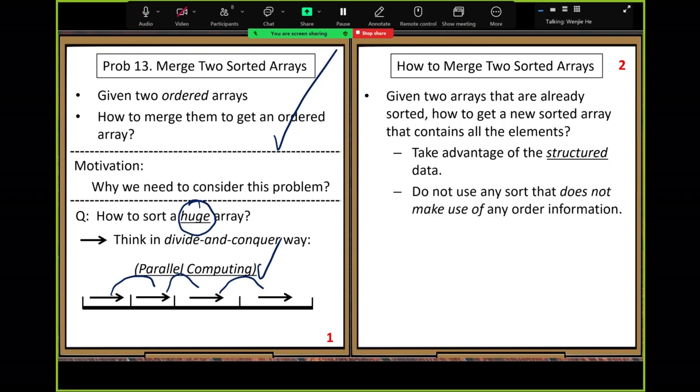At this point, we have learned 3 sorts: selection, bubble, and insertion. When we need to solve a new problem, that's our experience, so we need to get some idea from our old experience. Which one can provide us some useful information here? Let's look at that question. Do not use any sort that does not make use of any order information.